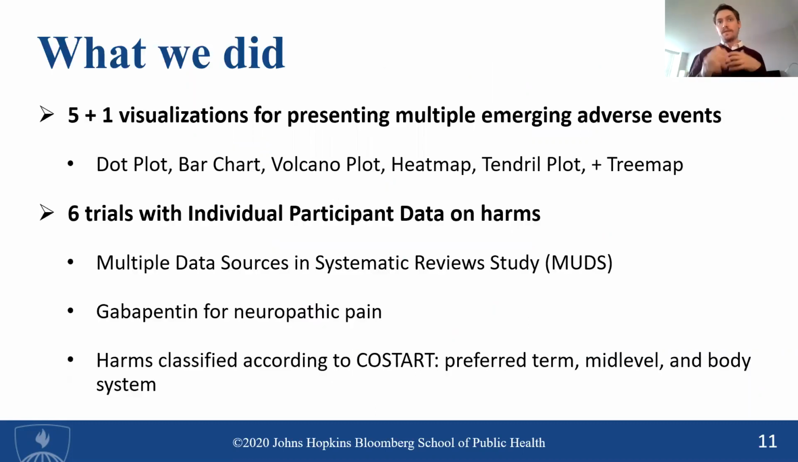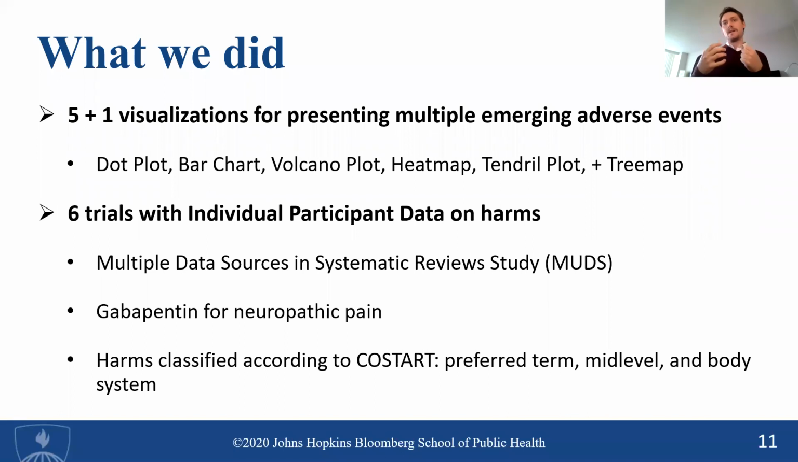So we took the 5 visualizations we could reproduce: dot plot, bar chart, volcano plot, heat map, and tendril plot. And we've recreated them using individual participant data from 6 trials of gabapentin for neuropathic pain from the MUD study. These are trials that we have the full clinical study reports for and the harms data for.